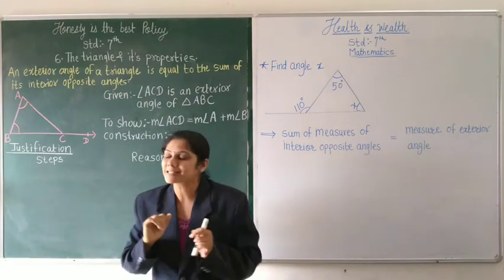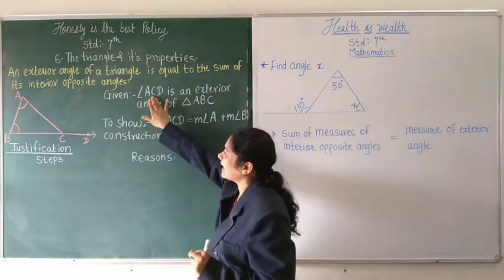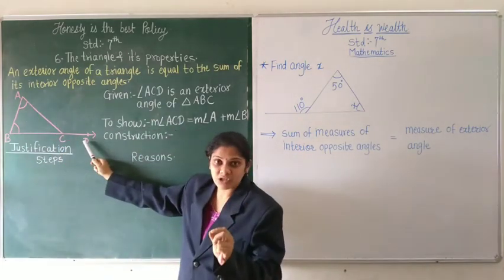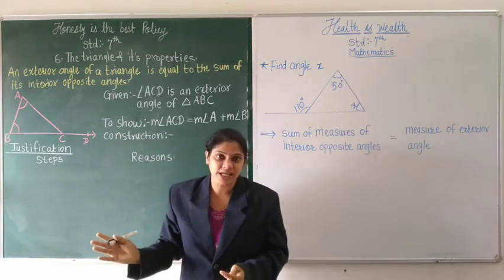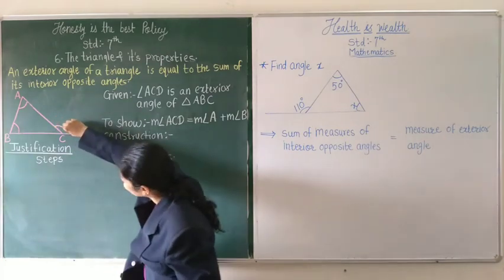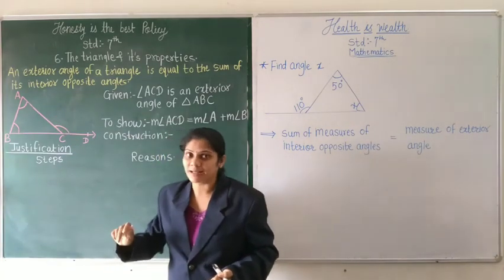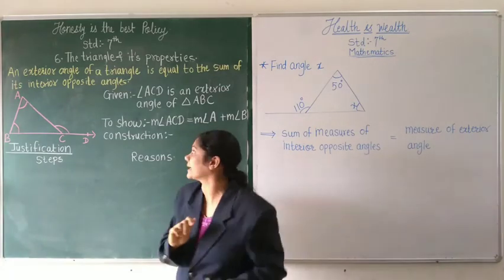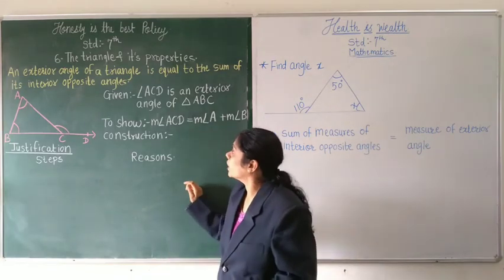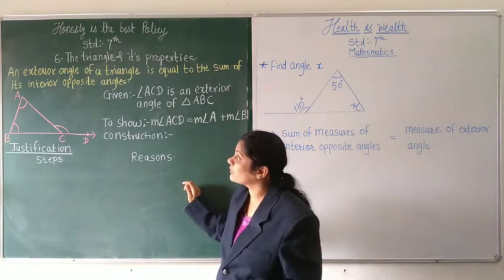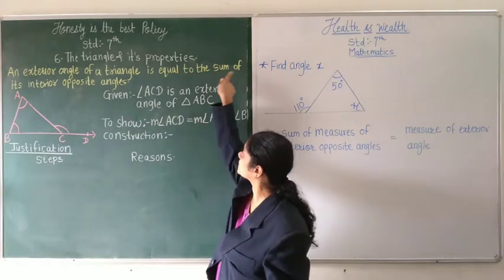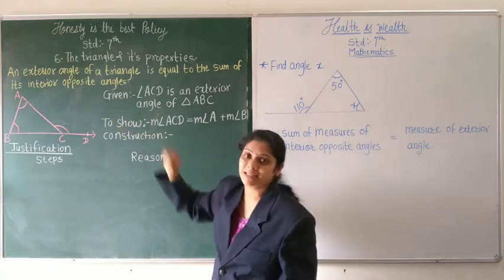So what is given in my statement? Given is angle ACD. Look at here, angle ACD is an exterior angle. Why can we say it is an exterior angle? Because this angle is at the outside part of the triangle, so it is known as an exterior angle of triangle ABC. This is my given. To show is that an exterior angle of a triangle is equal to the sum of its interior opposite angles.